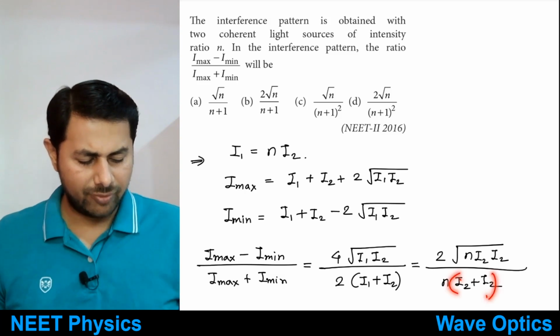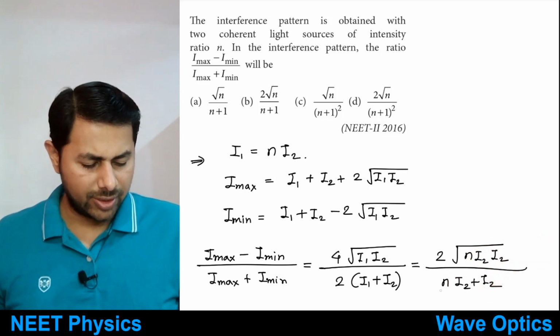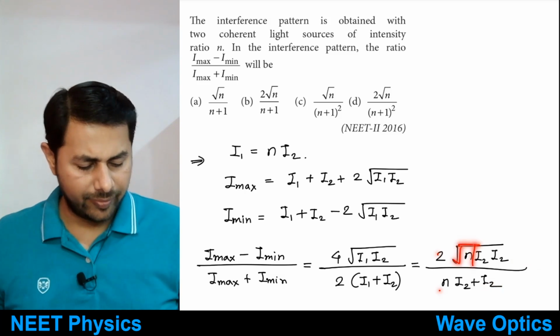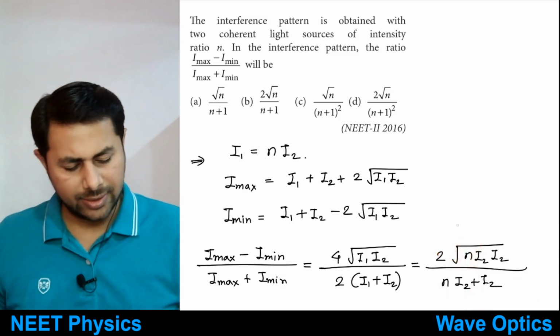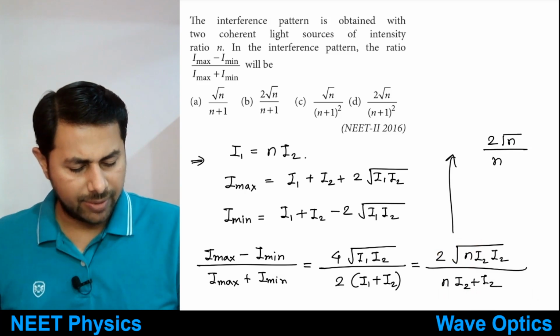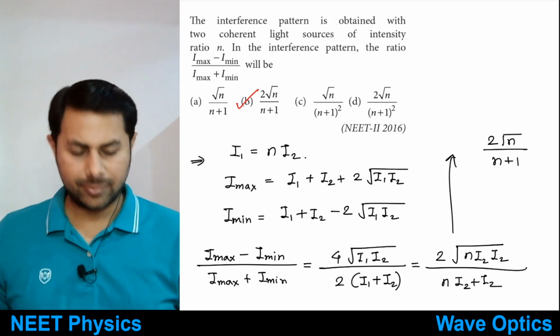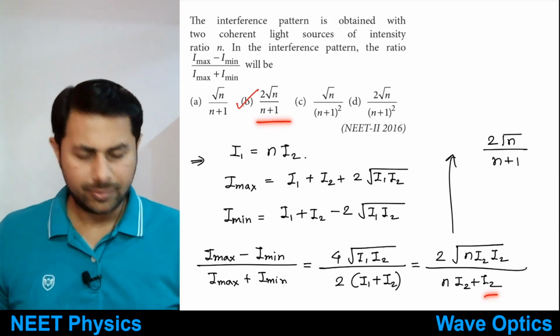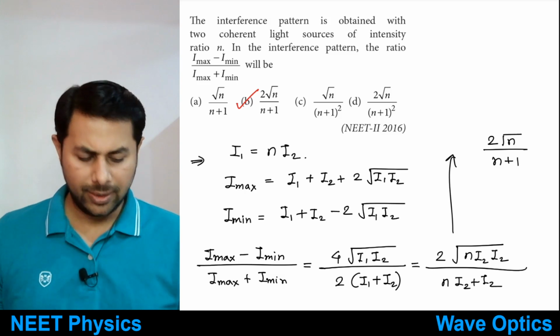So here we can take I2 common. Numerator we have I2 square root of that, I2 gets cancelled. So what remains is 2 times root n, and in denominator if you take I2 common, it is n plus 1. So the answer is 2 times root n divided by n plus 1. So that is option B, right? This is clear? Okay, good.